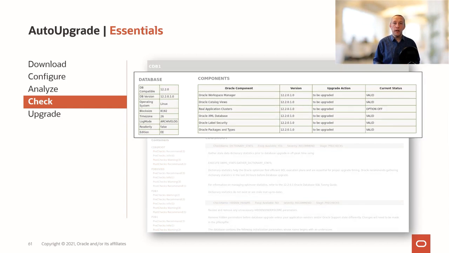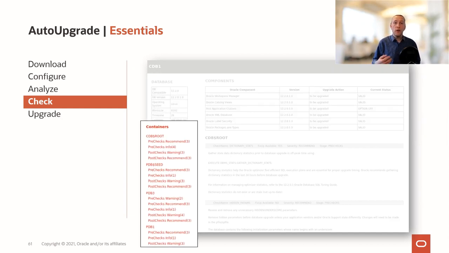In the upper part, we have some general information about the database, including which components you have installed. Have a look at the list of components to see if there are some that you can remove before the upgrade. It'll make your upgrade run faster. Also, we have a list of all the containers in your database. If you have a non-CDB database, there'll obviously only be one, but we group the issues that AutoUpgrade finds by container and then by severity.